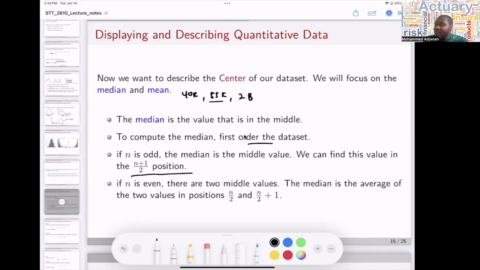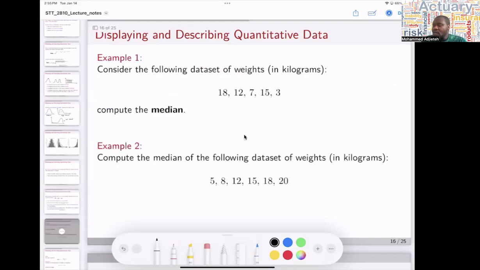And then if n is even, then the median is between two values, right? And so we try to identify those two values by using this formula, and then we try to find the average of them. Let's look at an example. So let's say we have this data set here, the first one here. We want to compute the median.